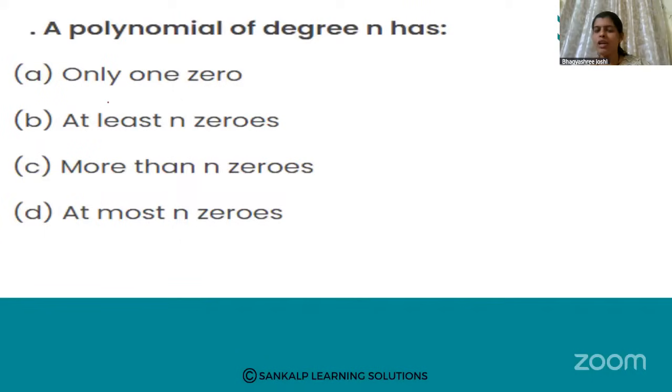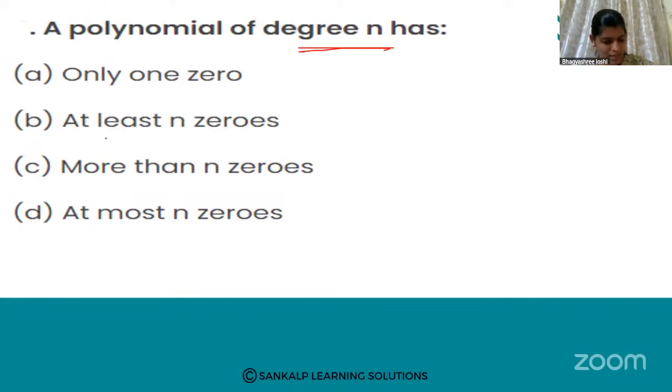A polynomial of degree n has. Yes, my dear children, just think about it. A polynomial of degree n has, already I have told you, only one zero, at least n zero, more than n zero, at most n zero. Which one is the right answer? So, everything is similar. Which one is the correct answer? When the degree is n, only one zero, at least n zero, more than n zero, at most n zero. Yes, which one is the right answer?